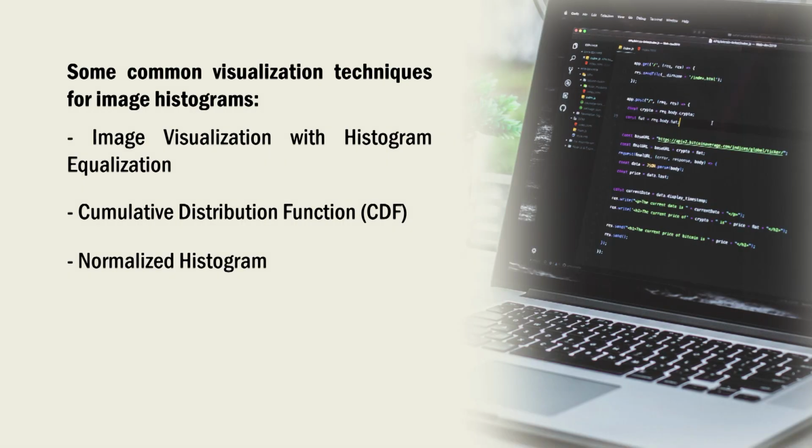So, next one is normalized histogram. A normalized histogram scales the frequency values to range from 0 to 1, allowing better comparison between histograms from images of different sizes or dimensions.